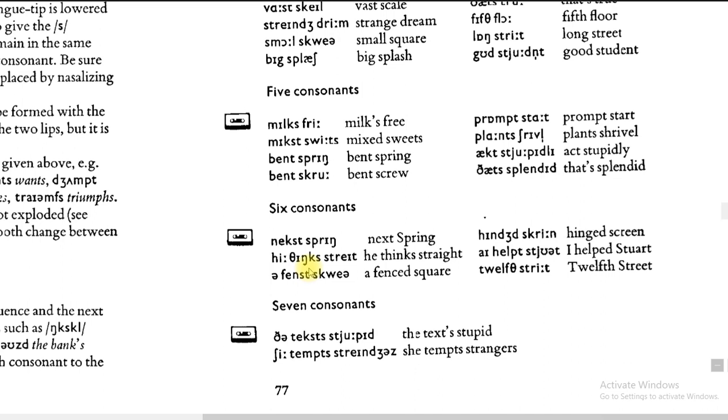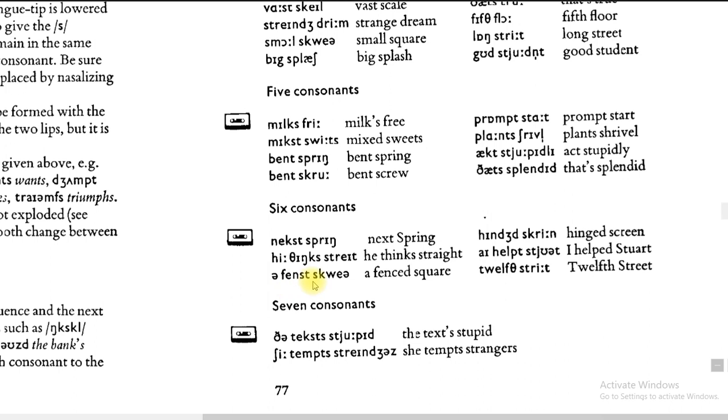Next example, he thinks straight. He thinks straight. So thinks straight. 1, 2, 3. You get n, k, s, and the next word starts with s, t, r. So you have 6 consonants in sequence.